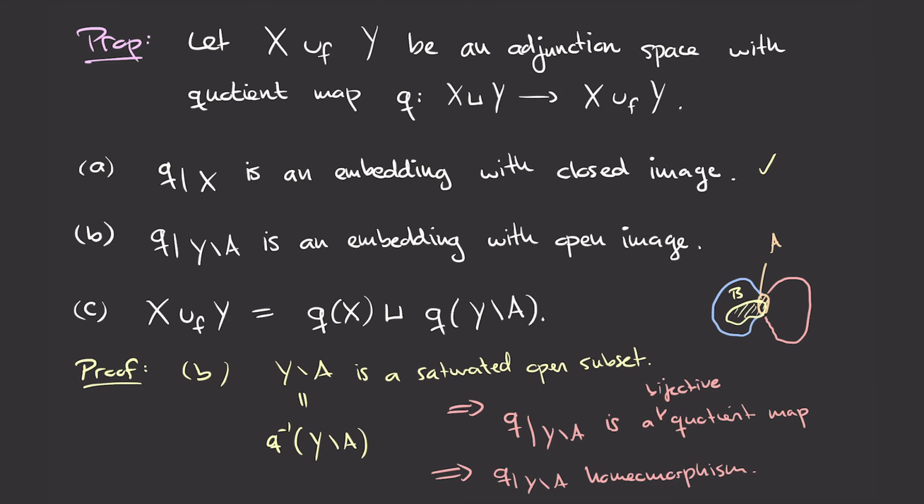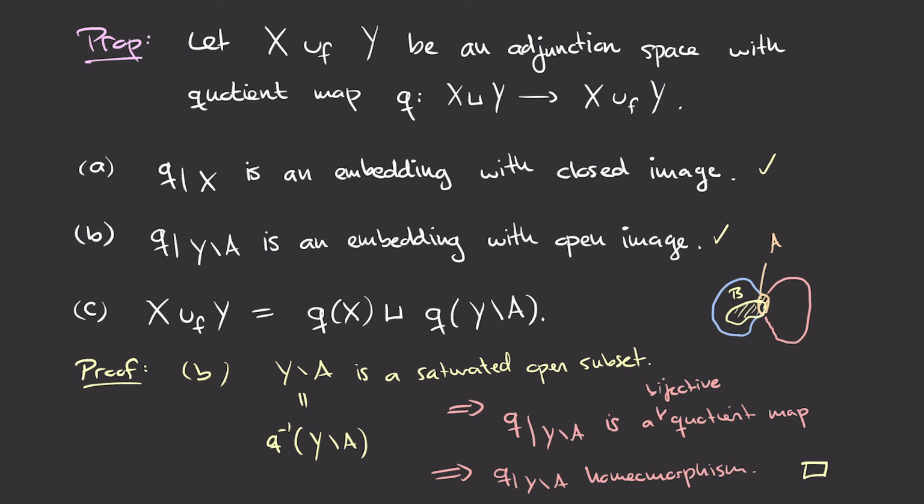Recall that for a homeomorphism, a subset of the domain is open if and only if its image is open in the target space. So in particular, open subsets like Y minus A will be mapped to open subsets under this homeomorphism. Okay, so that shows all the points we needed to prove for part B. Finally, I'll leave part C as an exercise. With that, I'll declare this proposition proved.